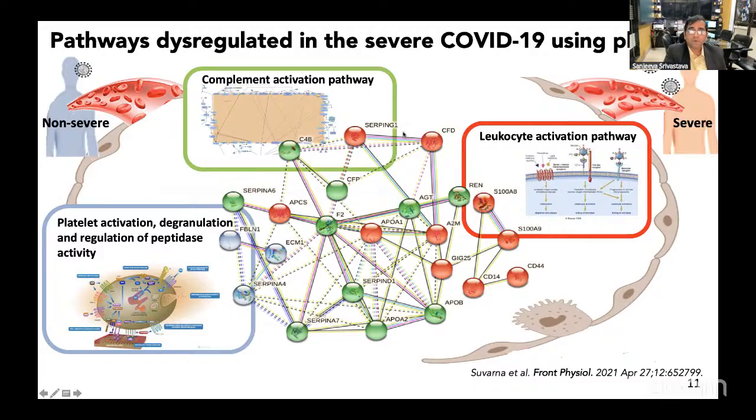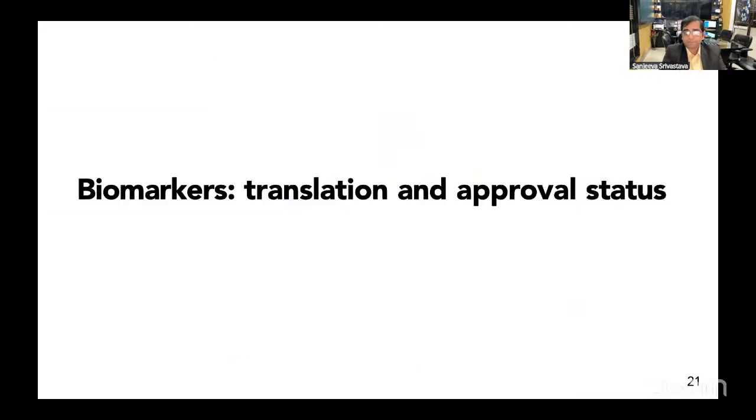form. We were also in turn able to identify the disease pathways which are making COVID-19 very complicated and severe. Many types of platelet degranulation pathways, some of the leukocyte activation pathways, and complement pathways were quite perturbed as the patient is moving from the mild form to the severe form of disease.